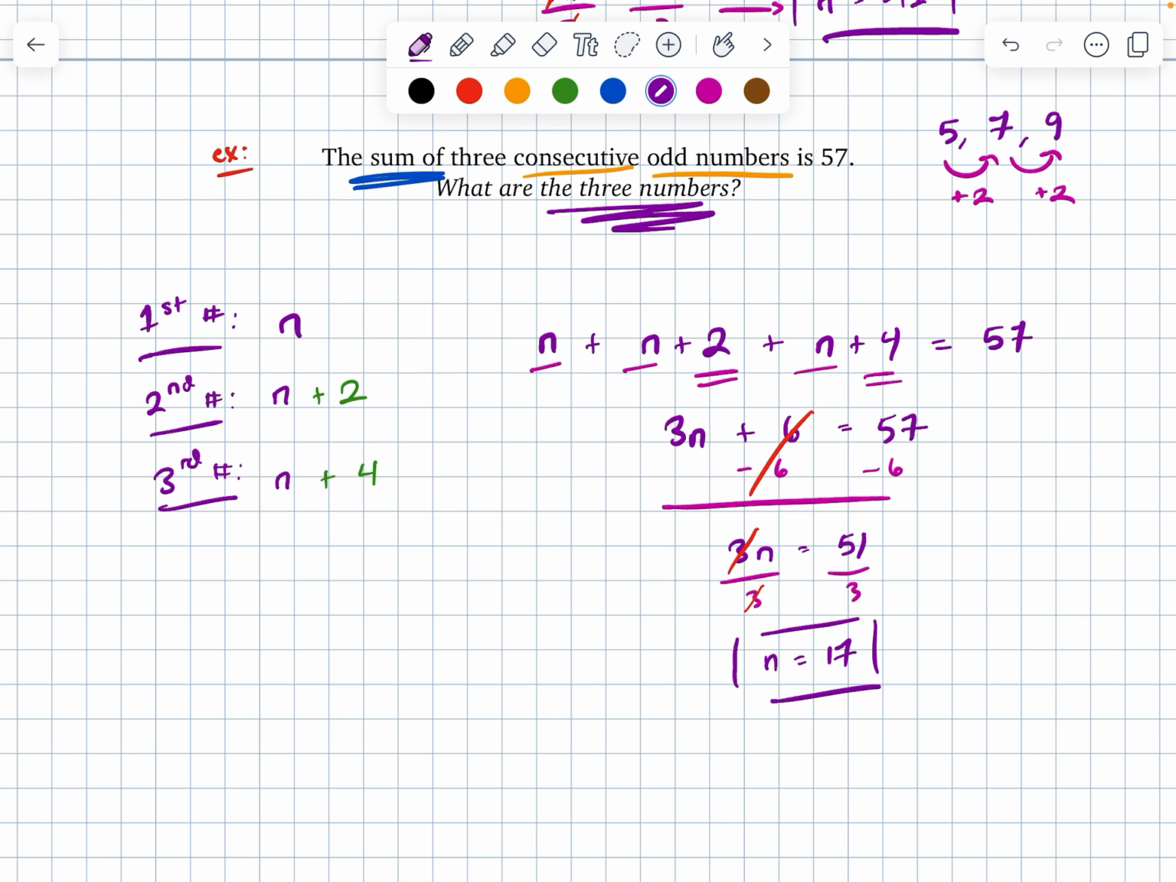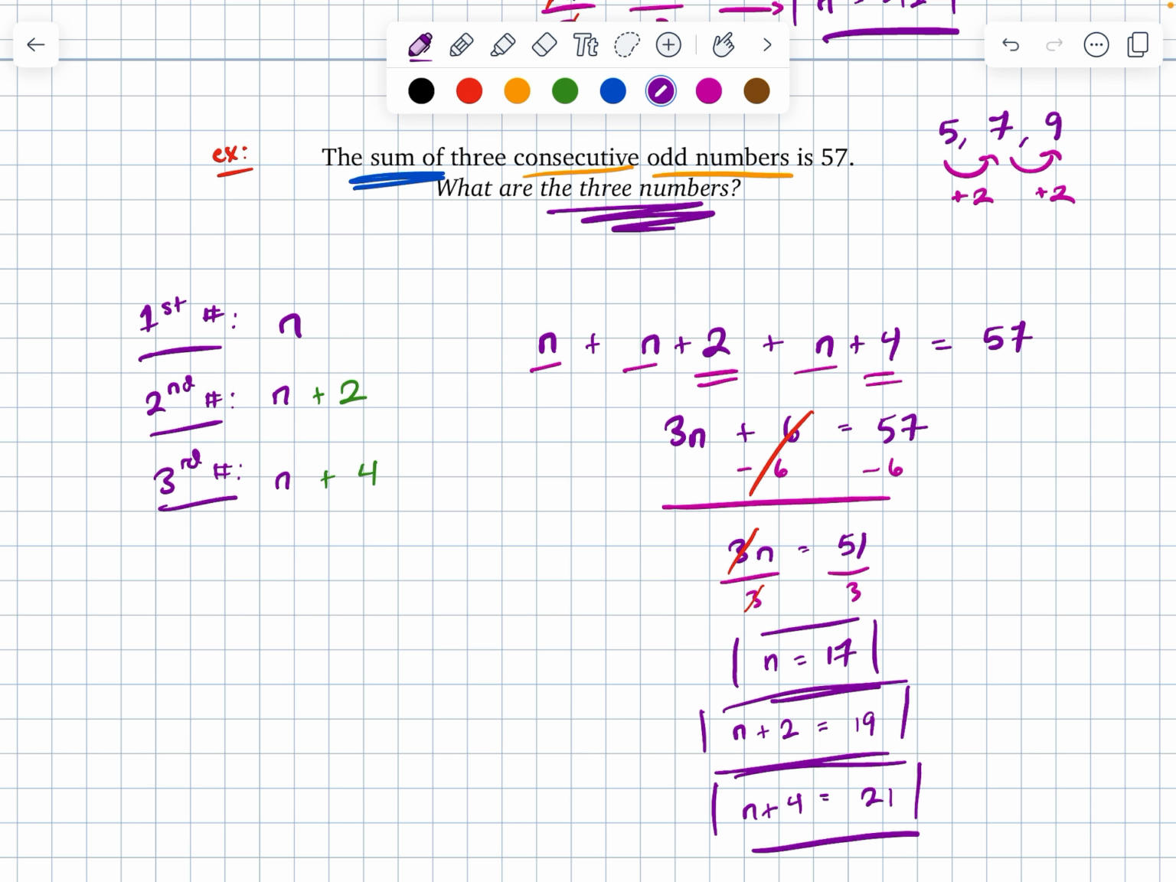Now, am I done? I don't know, you tell me. Am I done here? No, right? I don't want just the first number. I was asked what are all 3 of those numbers. So n was the first one. n was 17. So the next one should be n plus 2, and that's going to be 17 plus 2, which is 19. And then for the next one, I add another 2 to get to my third one. Well, 19 plus 2, my last number should be 21.